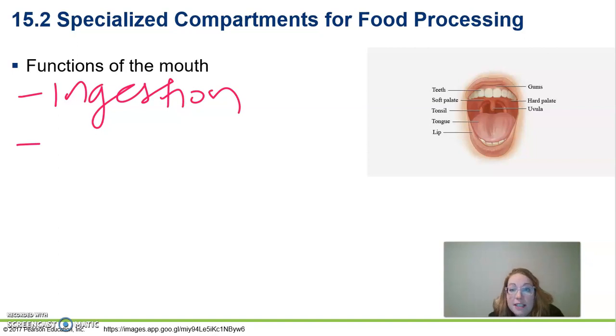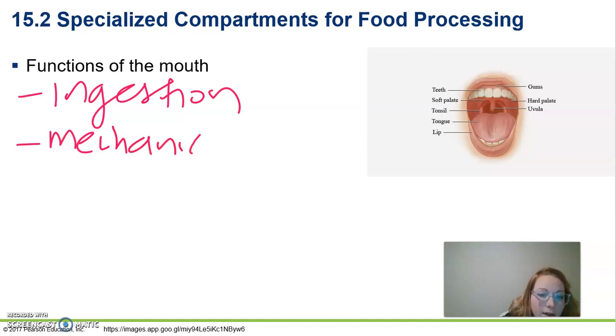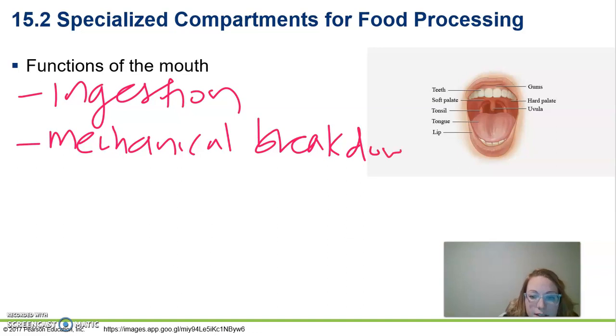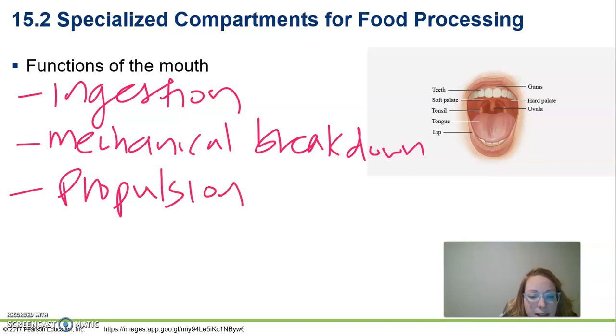Do we do mechanical breakdown? Yes. Our teeth are going to help break down food, physically crushing it. We're going to have our tongue help move that food around to shape it. You can write details on each of these as we talk about them. Propulsion, yeah, we're going to swallow. We'll look at the steps of that. Move that food back into the pharynx.